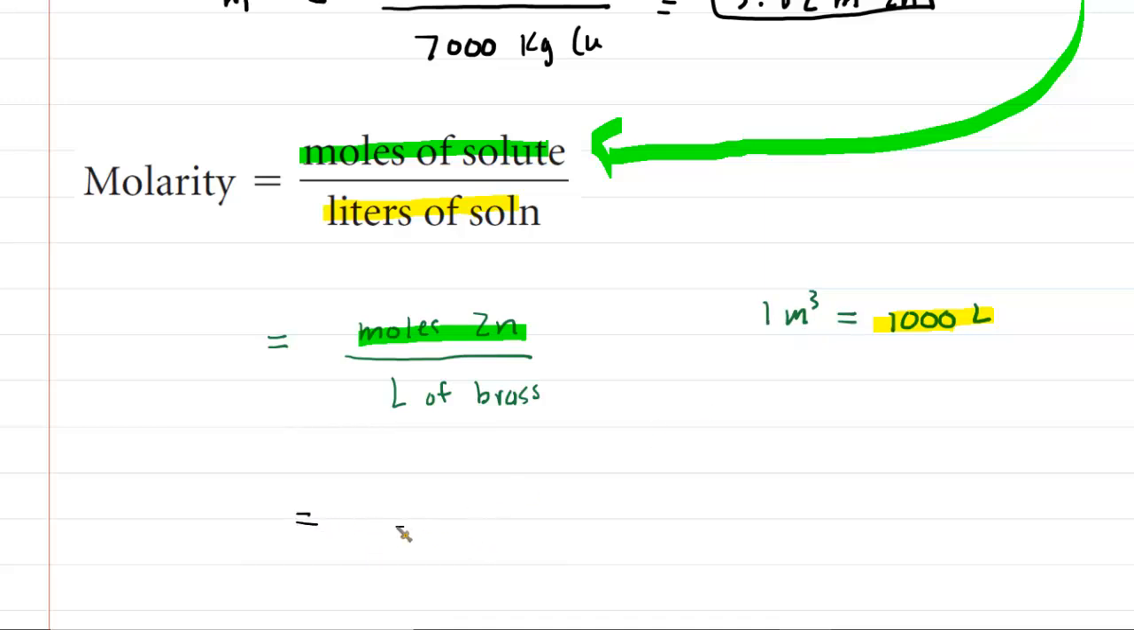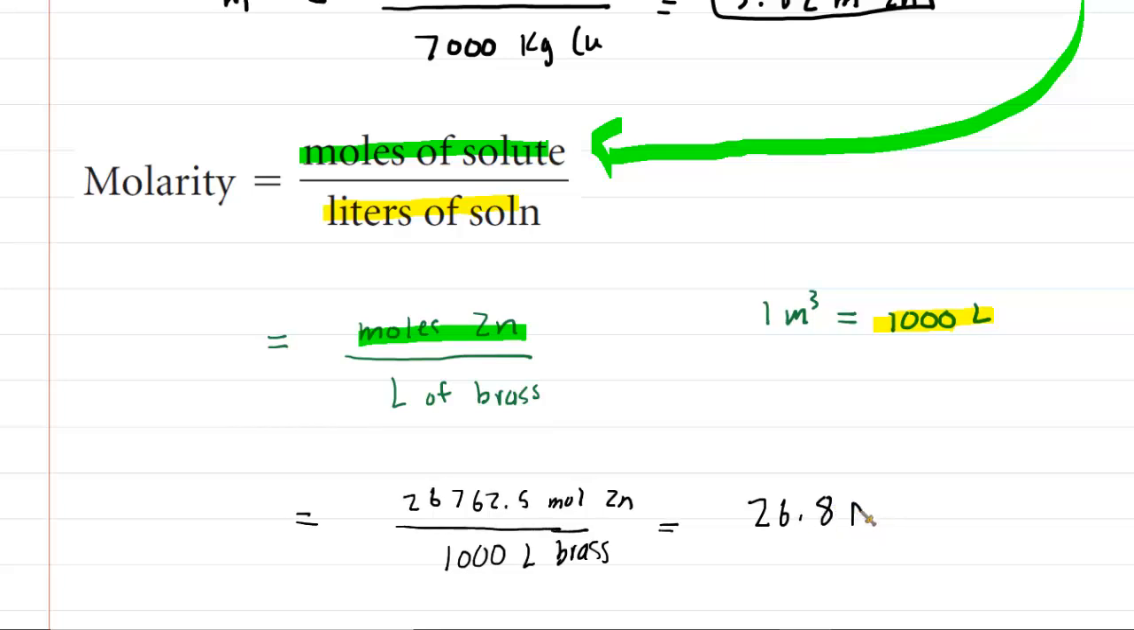So we can actually just start plugging everything in here, right? We got the moles of zinc, which was that crazy big number, 26,762.5 moles of zinc, and then divided by the 1,000 liters of brass solution that we assumed was present in this question. So we'll do this calculation, and when we do it, we can see that the molarity of zinc is about 26.8. This will be symbolized by capital M for molarity, and that will be of zinc. This is the correct answer to part B.